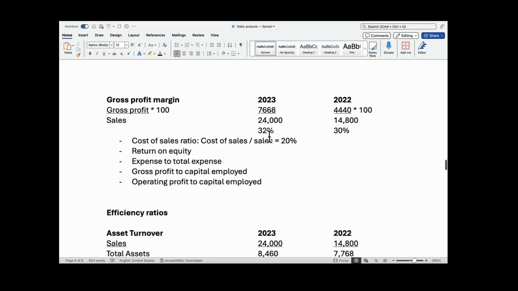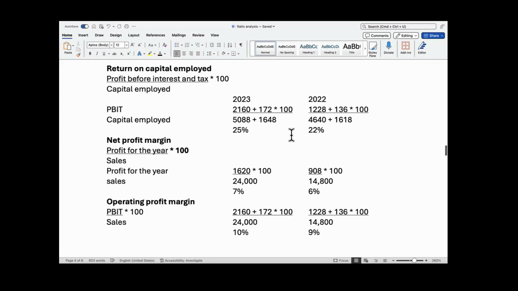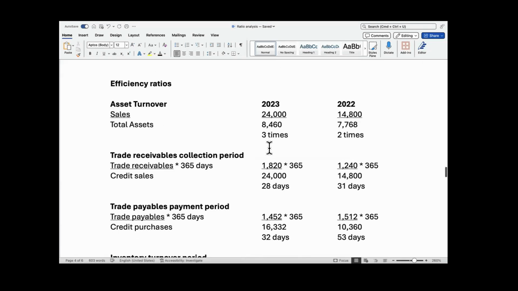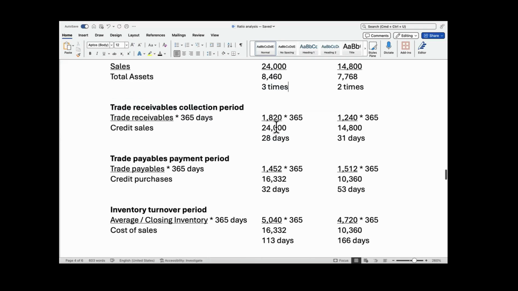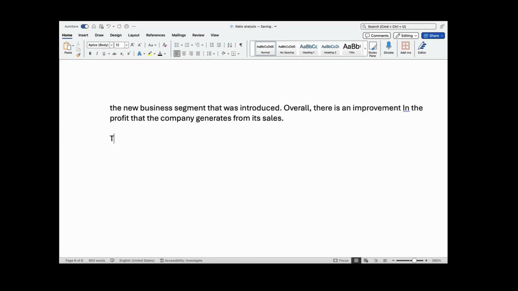So from 2 times to 3 times, okay, for this one, the asset turnover improved from 2 times to 3 times in 2023.